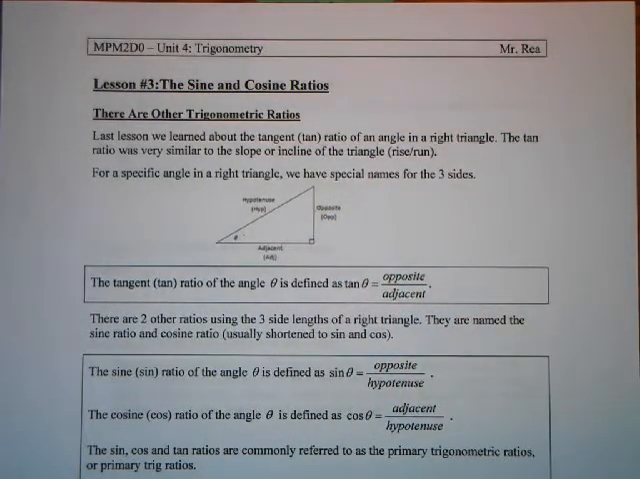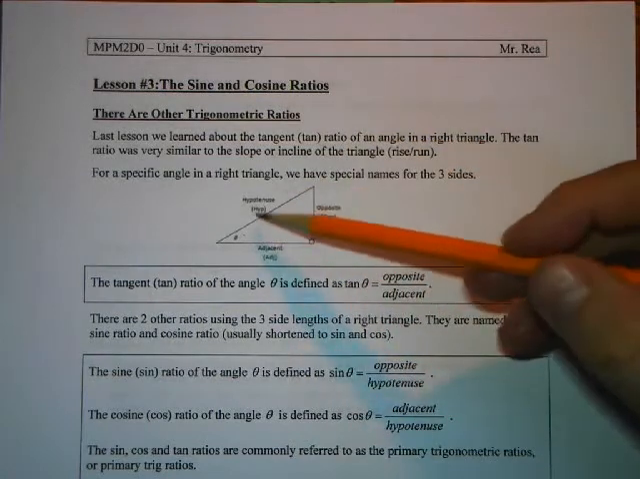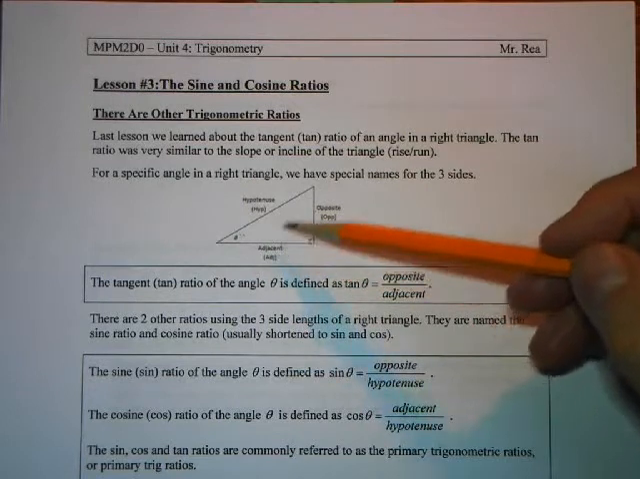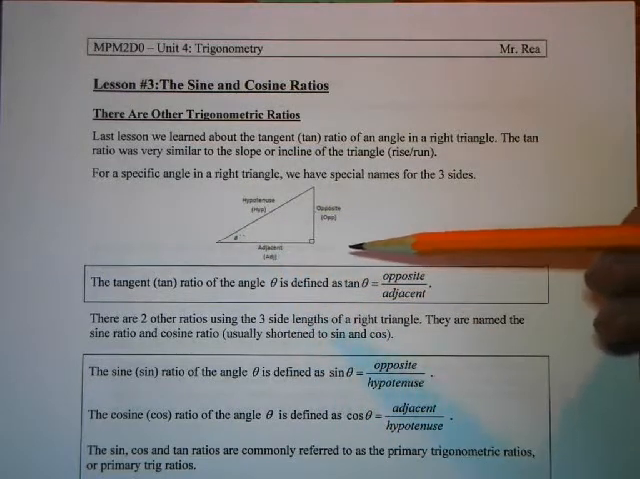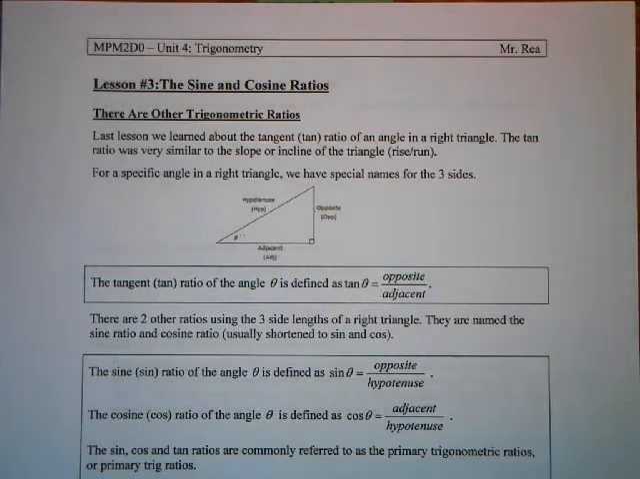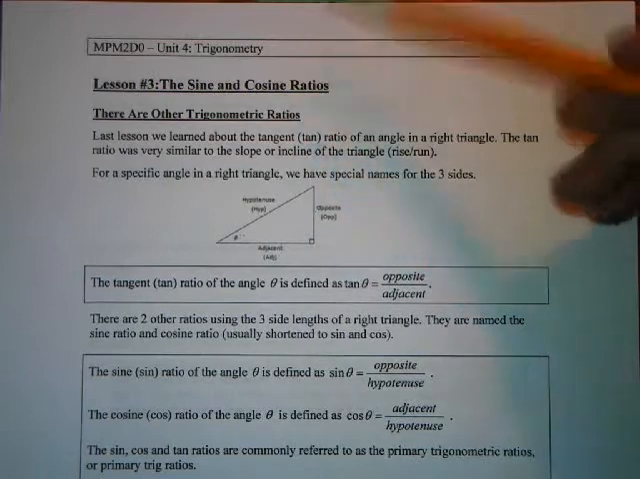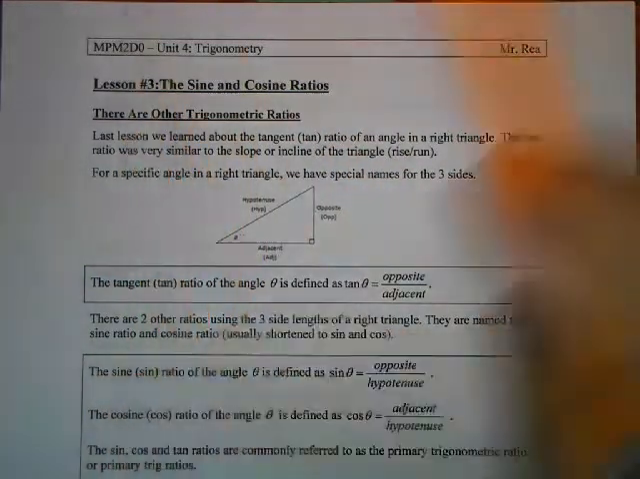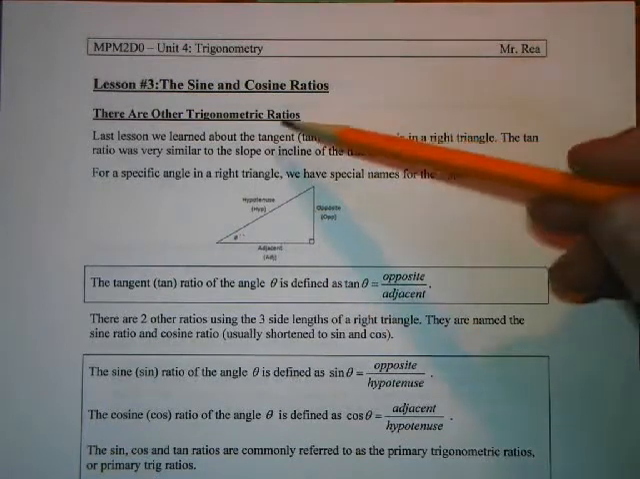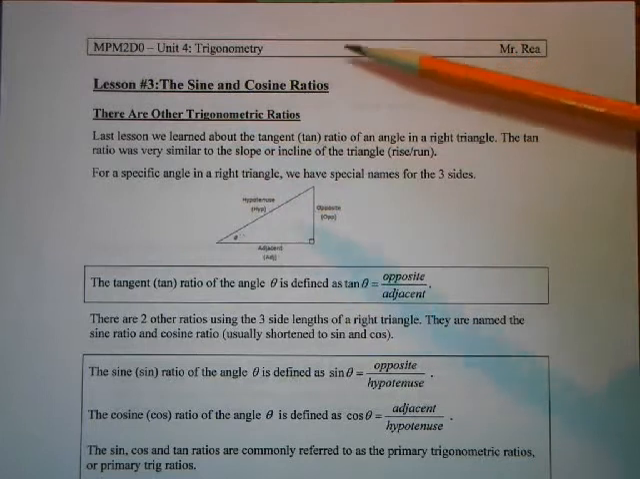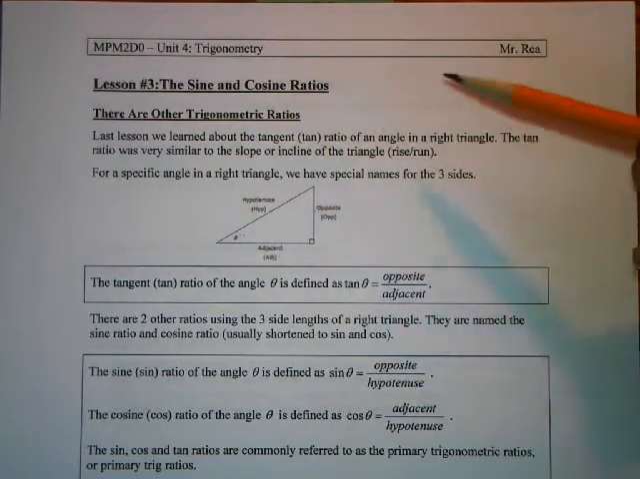Now, if we knew the angle of a triangle and one of these two sides, we would be able to get the other side by using the tangent inverse function. Okay, so hopefully you remember that from the last lesson. What we're going to do today is, here's the big news. There are other trigonometric, or trig, ratios. Those two ratios are called the sine and the cosine ratios.